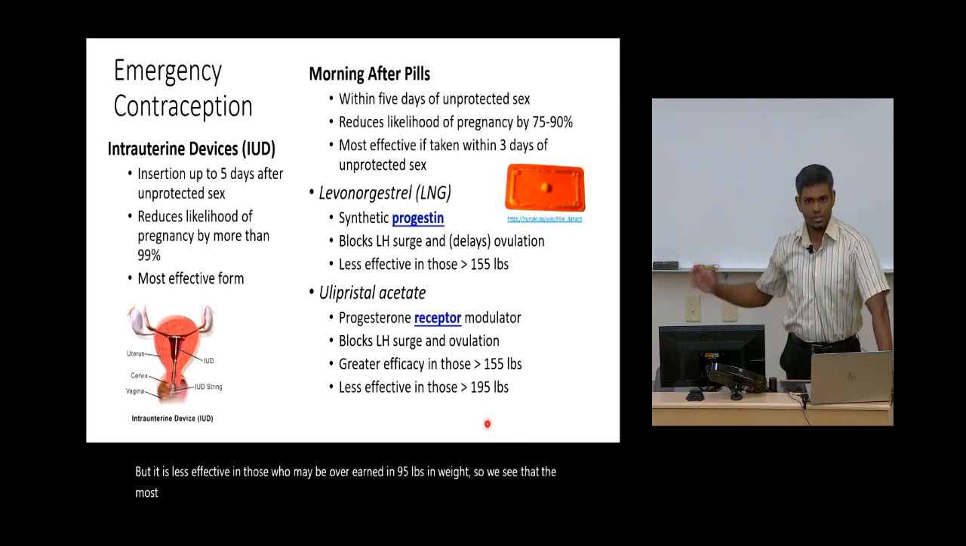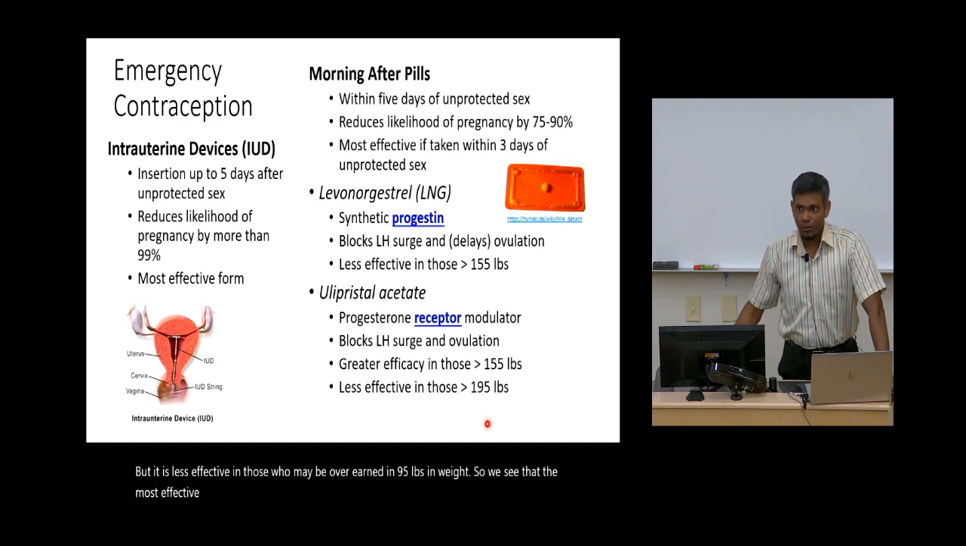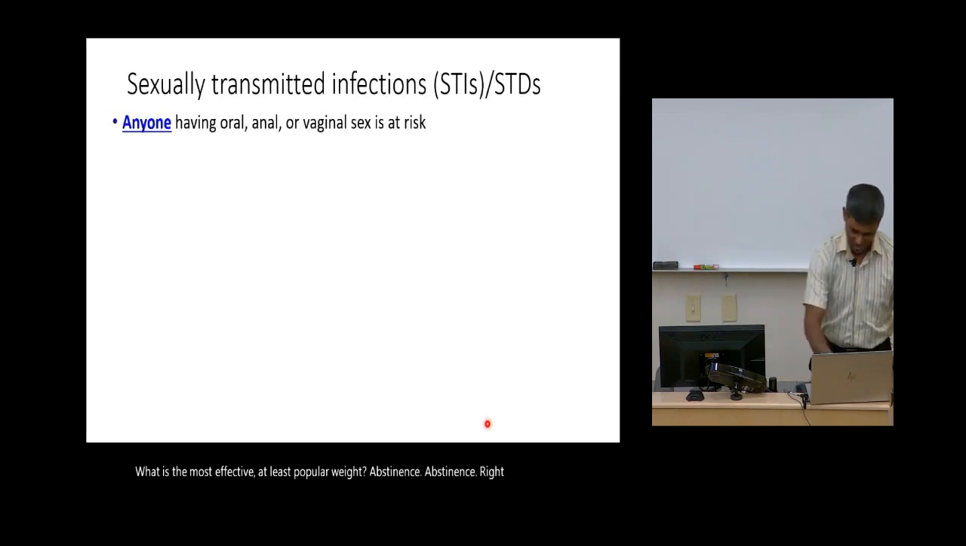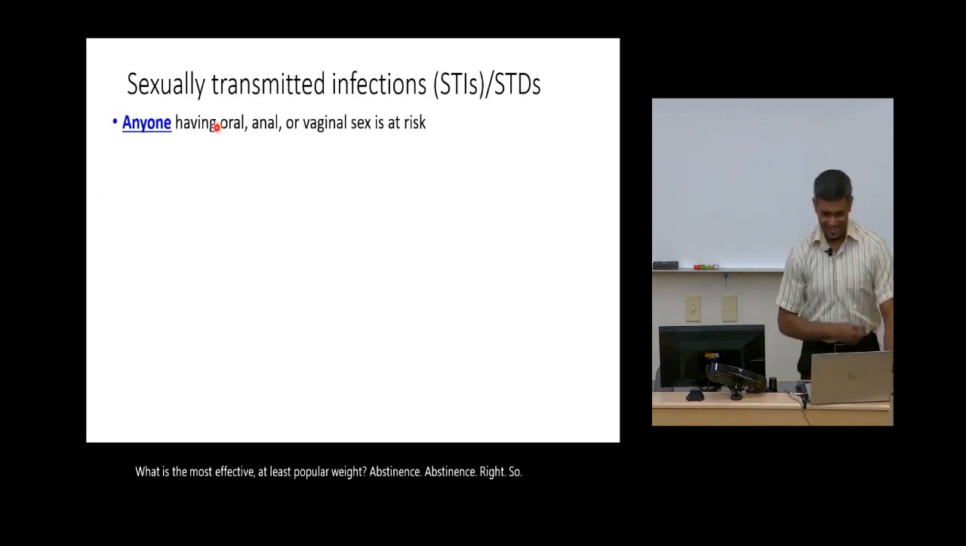So we see that the most effective way of preventing pregnancies is also the least popular. And what is that? What is the most effective but least popular way? Abstinence, right? So very good.